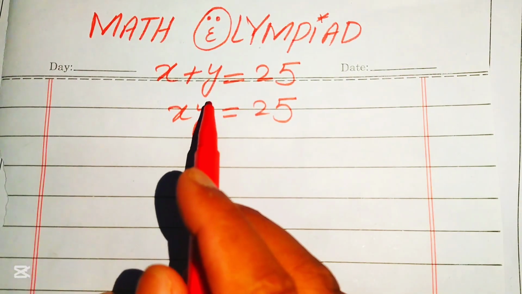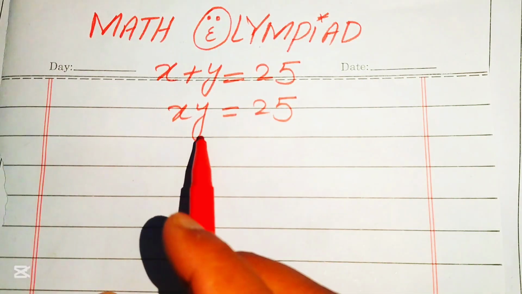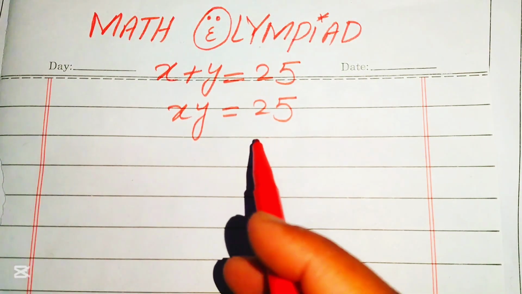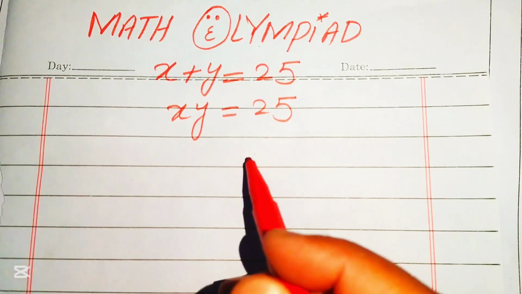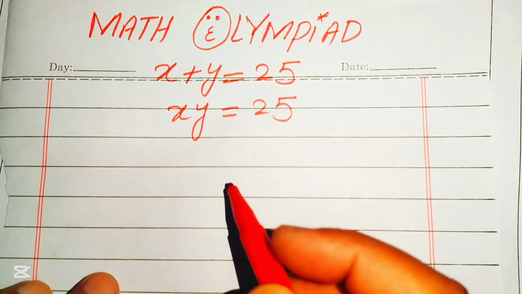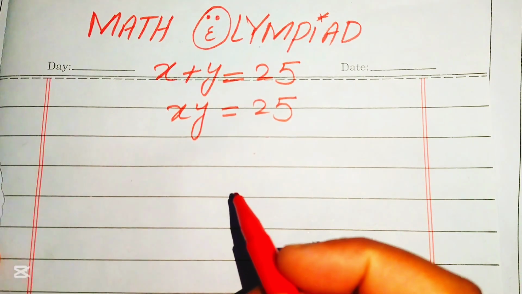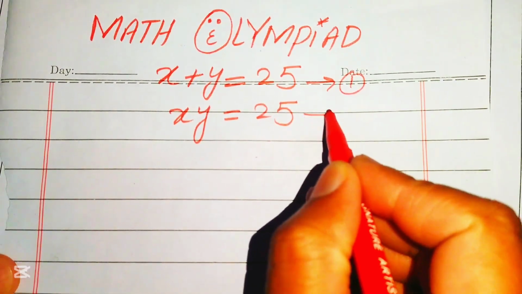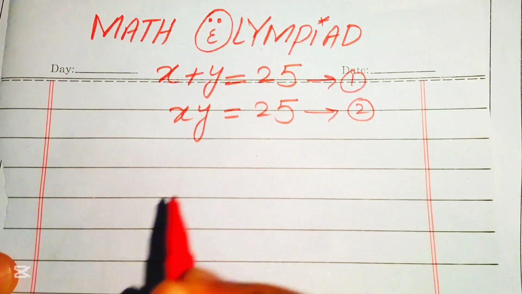So here we have x plus y equals 25 and xy equals also 25. We solve this problem for the values of x and y. So the very first step we are going to do is, we call this our equation number 1 and we call this our equation number 2.